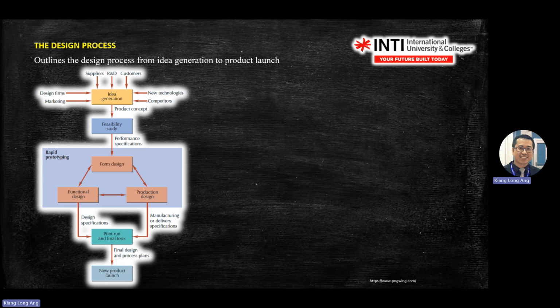These are the 4 main process: idea generation, feasibility study, and this is a rapid prototyping process, and pilot run and test, and then you launch it. So there are 1, 2, 3, 4, 5 main phase. Okay. So this diagram alone can cost you 10 marks. Okay. So I think quite direct.